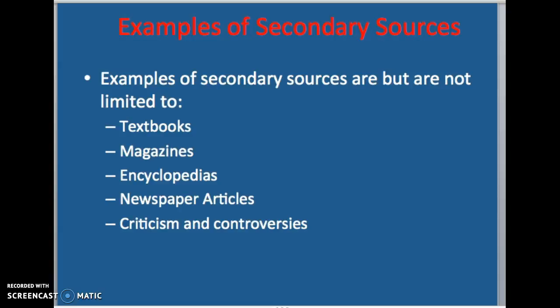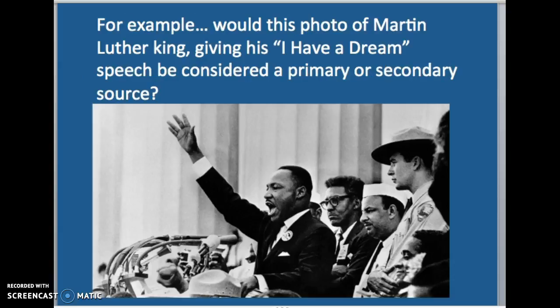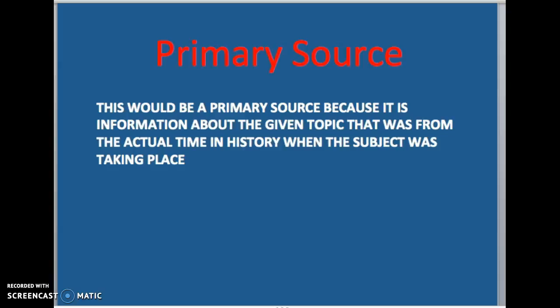Now, let's try an example. Would Martin Luther King's "I Have a Dream" speech, a photo of him saying the speech, be considered a primary or a secondary source? And the answer is it would be considered a primary source. This would be considered a primary source because it is information about a given topic that was from the actual time in history when the topic was taking place.